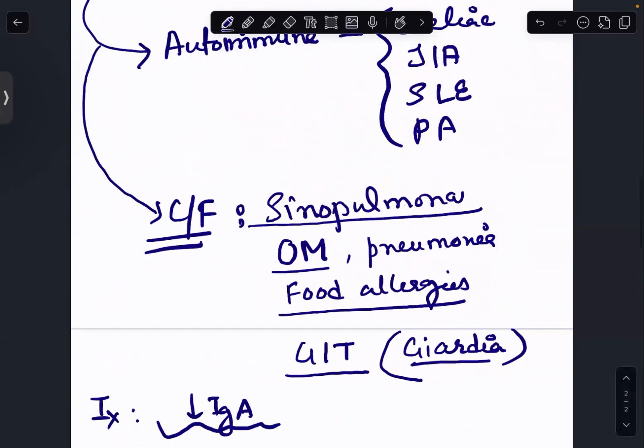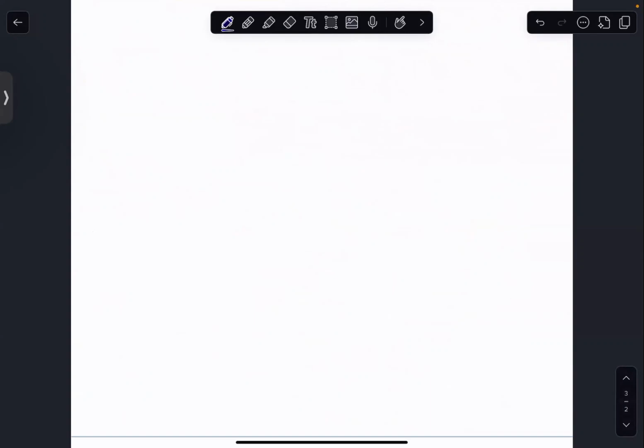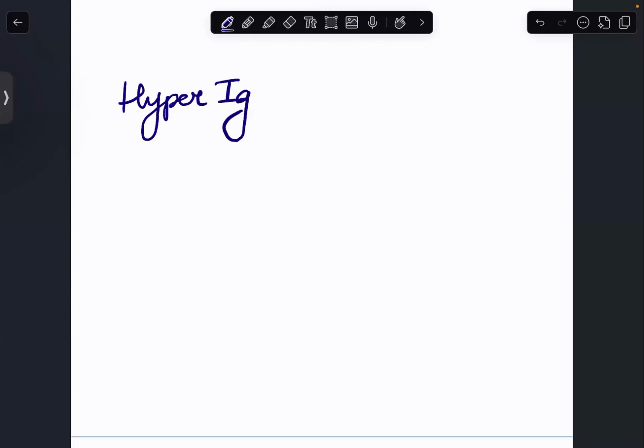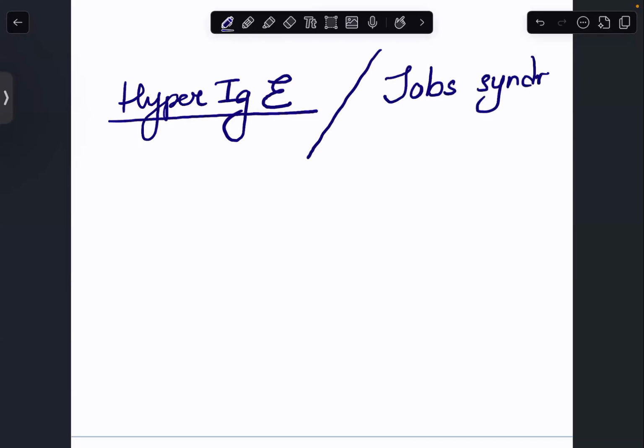Okay, we have covered two. Now let's go to the third one. I'm just trying to cover the most important ones. The third one is known as hyper IgE. So up to now we have studied hypogammaglobulinemia and hypo IgA, that is IgA deficiency, and now we are studying the hyper condition, hyper IgE syndrome, known as Job syndrome. And instead of using this hyper IgE, commonly in exam, they like using the other term, that is Job syndrome.